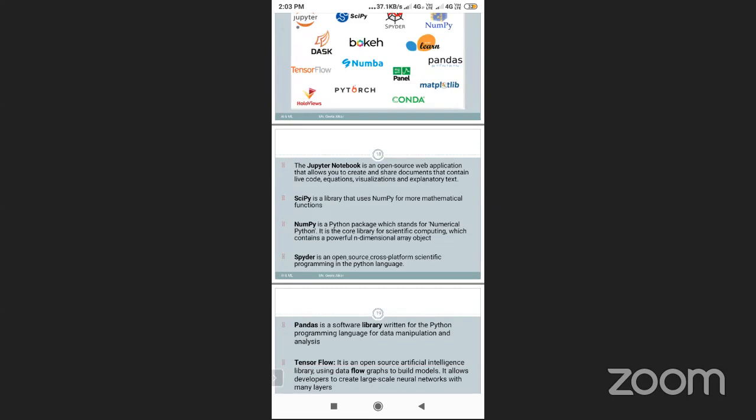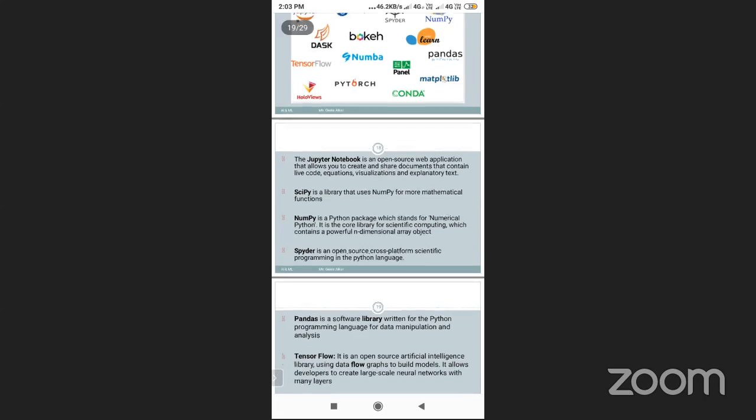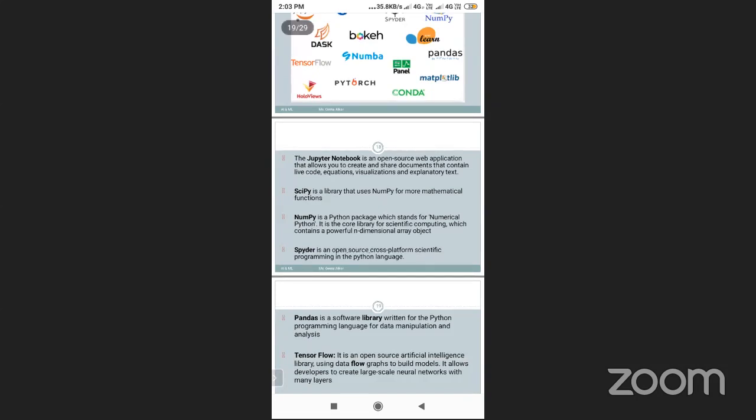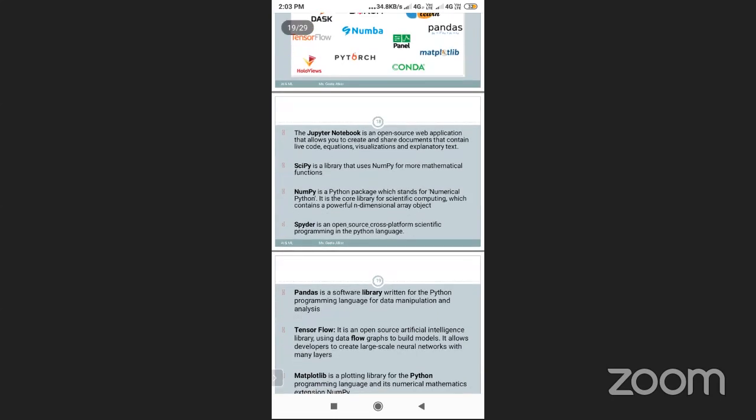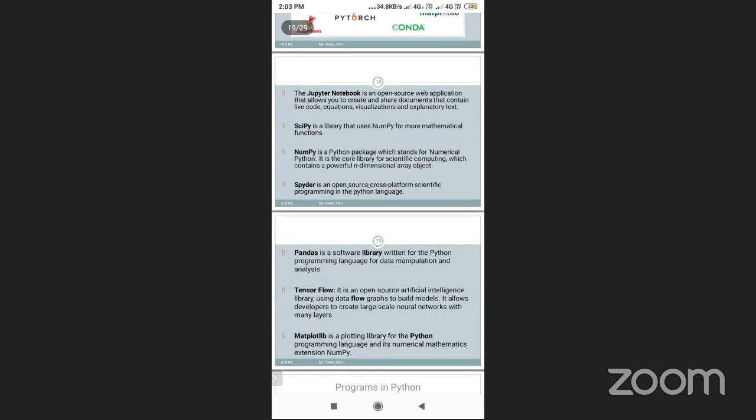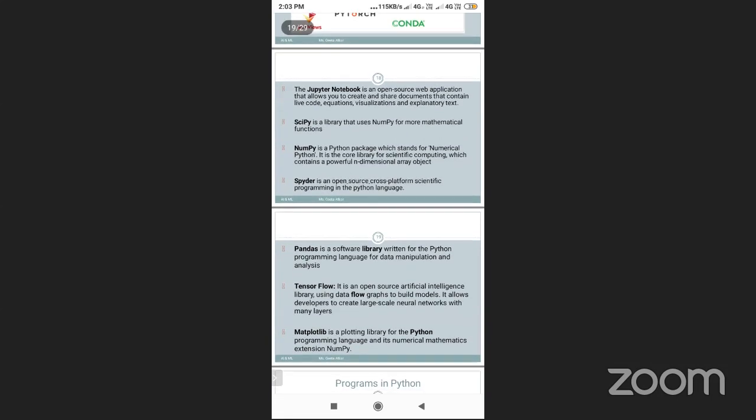So once you have used SciPy and NumPy, your number of lines of code will automatically be reduced to the minimum. For that purpose, these two libraries are needed. Next is SciPy. It is an open source library for scientific programming. Whenever we are performing some complex functions in our code, at that time this library is needed. Next is the Pandas library. This library is written for the Python programming language for data manipulation and analysis of data.